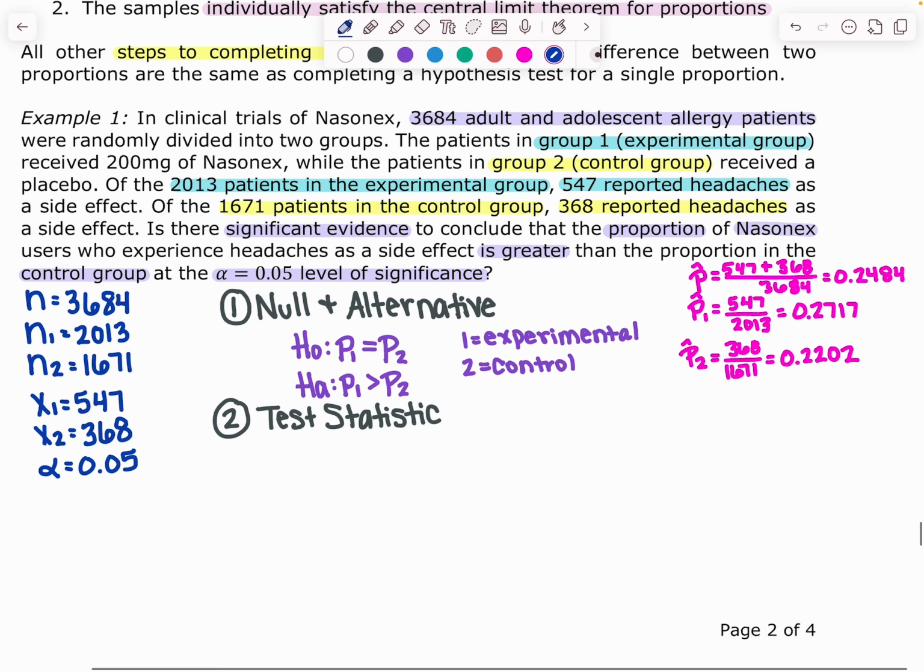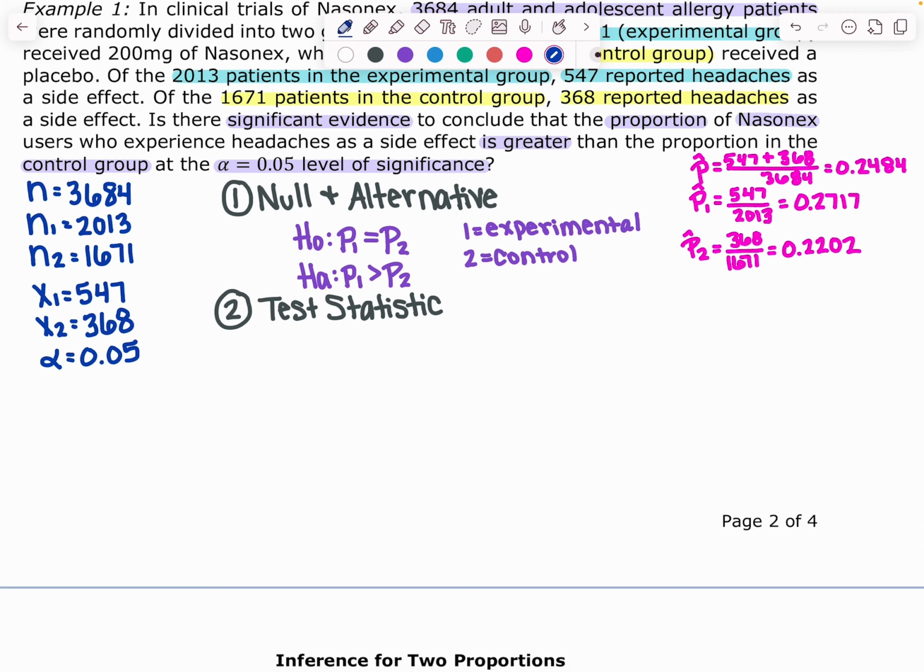So now the test statistic is a z-score. And I'm running out of room, so I'm not going to rewrite it. I'm just going to plug in the numbers. So it's 0.2717 minus 0.2202. That's what goes on top. We're looking at the difference between these two numbers.